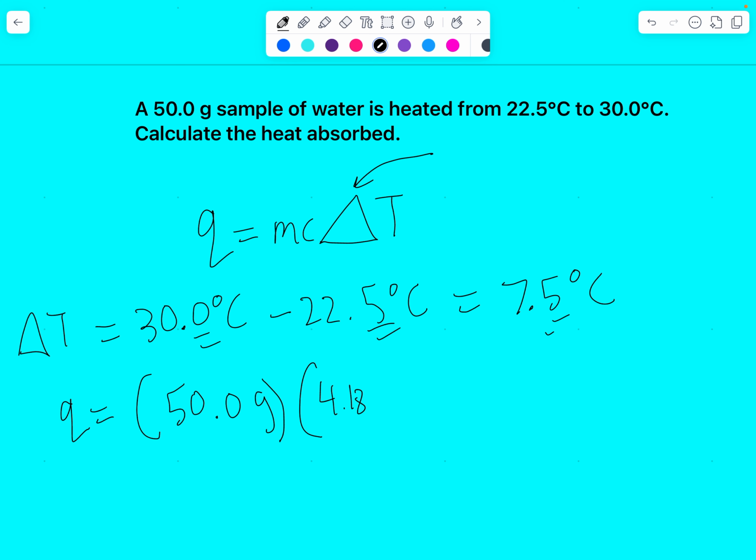Q equals M, which is 50.0 grams, times 4.18 joules over grams times degrees Celsius, times delta T of 7.5 degrees Celsius. This unit cancels out, because 7.5 degrees Celsius is technically in the numerator and this was in the denominator. Grams will cancel out up here, and then you got one down here. Is joules the correct unit for Q? Dang right it is. So the units cancel out properly.